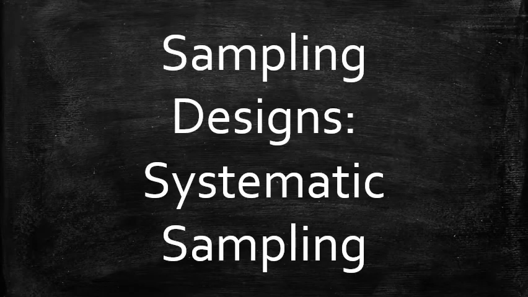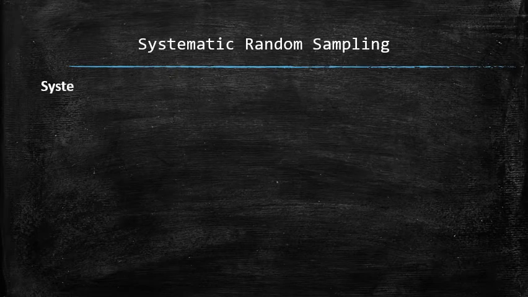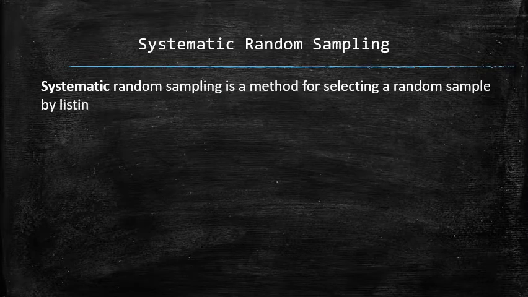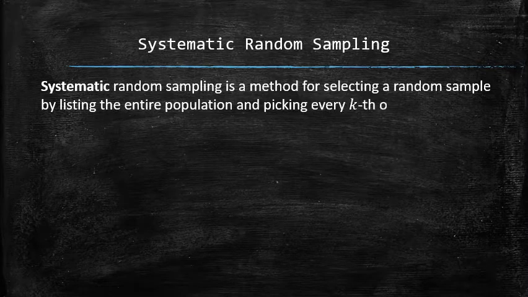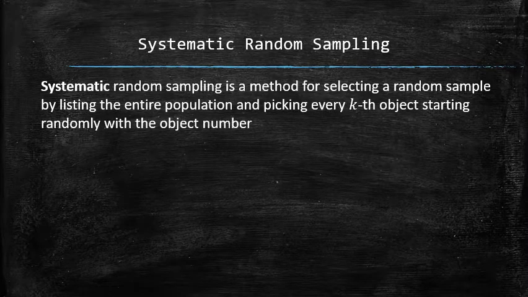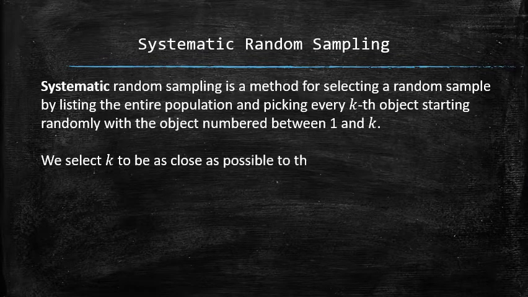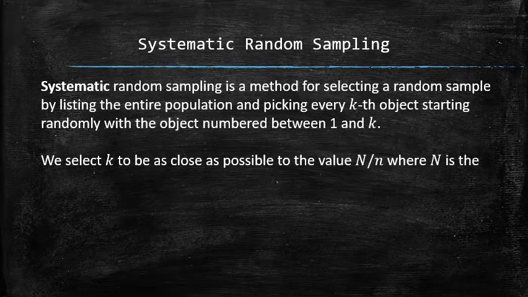Next, we will discuss a systematic sampling method. Systematic random sampling is a method for selecting a random sample by listing the entire population and picking every kth object starting randomly with the object numbered between 1 and k. We select k to be as close as possible to the population size divided by the sample size.